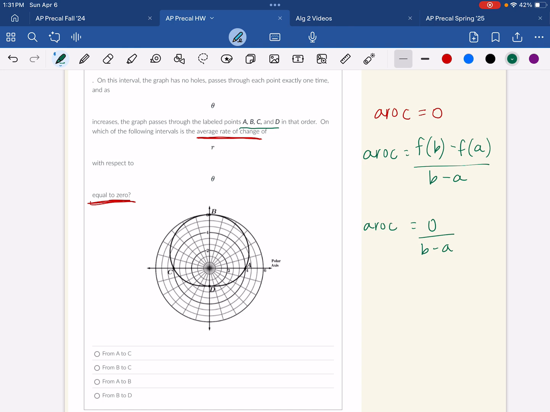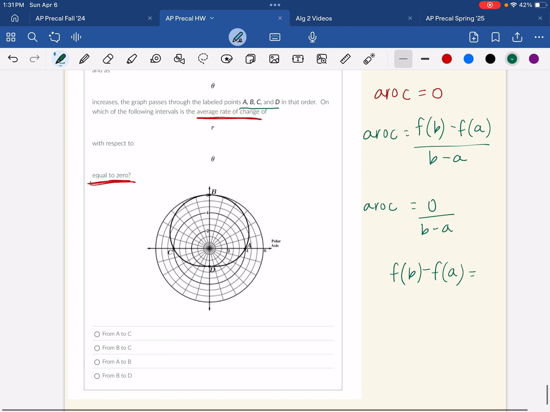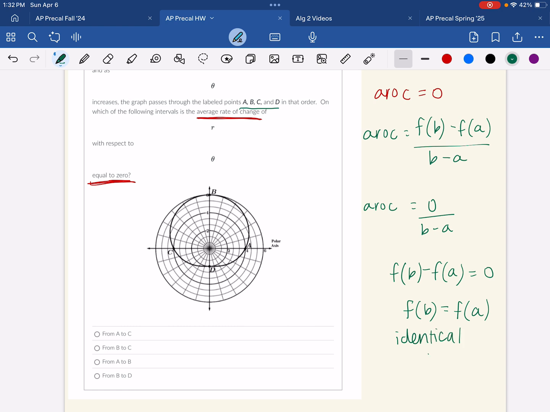So we want one of these answer choices to give us outputs that are equal. So if f of b minus f of a are supposed to subtract and give me 0, then I need those two outputs to be the same. Okay, so let's compare outputs here.